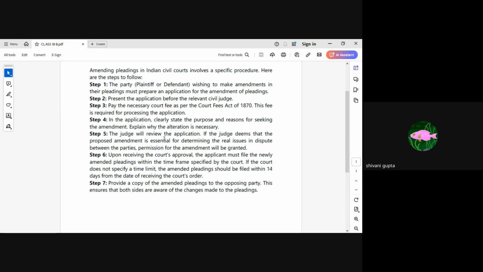Now the judge will review that application, and if the judge deems that the proposed amendment is essential for determining the real justice in the dispute between the parties, permission can be granted very easily. If the court has given approval, then the applicant should file the newly amended pleadings within the time frame specified by the court. If the court doesn't specify a time limit, the amended pleading should be filed within 14 days from the date of receiving the court's order. You have learned about these two things when we discussed the Limitation Act.